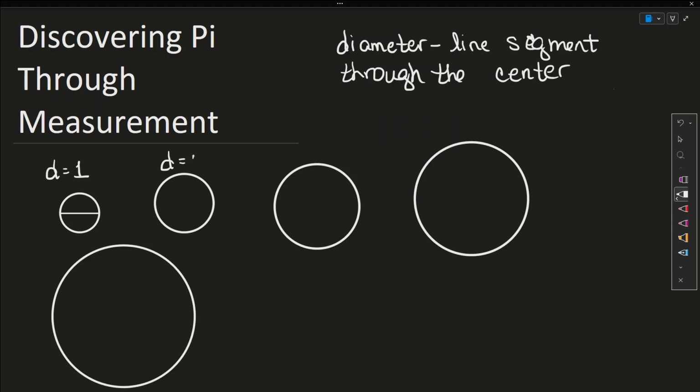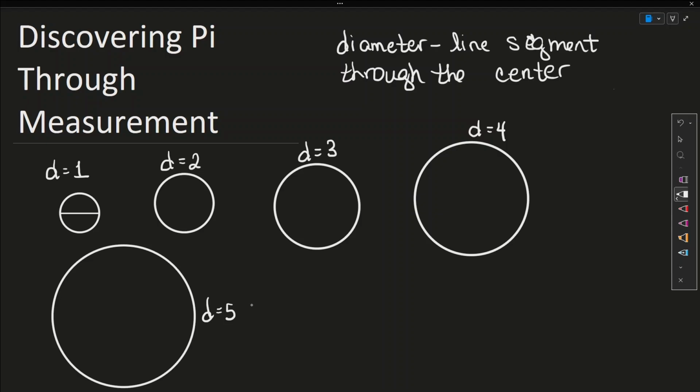The second one is 2 centimeters. The third one is 3 centimeters. The fourth one is 4 centimeters. And the fifth one is 5 centimeters. It's helpful to have students actually have some circles where they can actually measure these diameters with rulers or other tools.